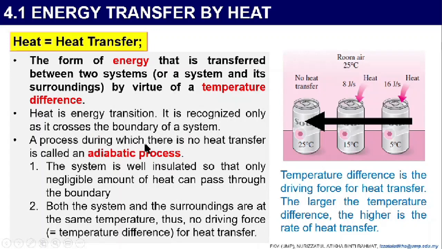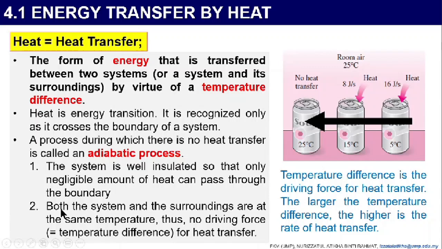A process during which there is no heat transfer is called an adiabatic process. So remember, if in the question it is stated adiabatic process, it means no heat transfer happens in the system. What is adiabatic process? Adiabatic process is where the system is well insulated so that only negligible amount of heat can pass through the boundary. Even though the system is well insulated, still some very small amount of heat or energy can pass through the boundary. However, it is at a negligible level. So we call it an adiabatic process.